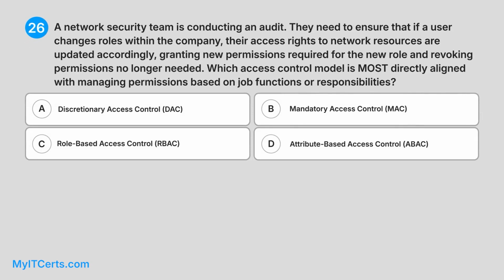26. A network security team is conducting an audit. They need to ensure that if a user changes roles within the company, their access rights to network resources are updated accordingly, granting new permissions required for the new role and revoking permissions no longer needed. Which access control model is most directly aligned with managing permissions based on job functions or responsibilities?